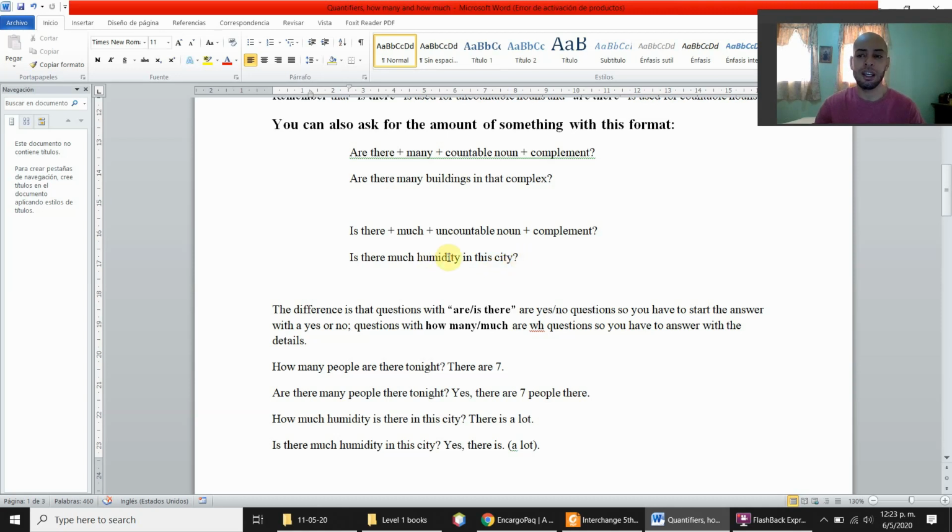Humidity is uncountable. You cannot count humidity. The difference is that the questions with are there or is there are yes and no questions. So you have to start the answer with a yes or no. Questions with how many and how much are WH questions. So you have to answer with the details. For example, how many people are there tonight? You have to answer with the details exactly. How many people are there? There are 7 people.